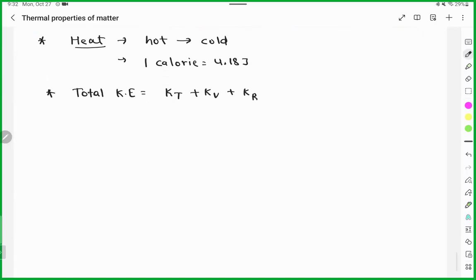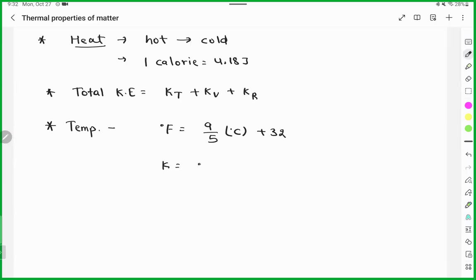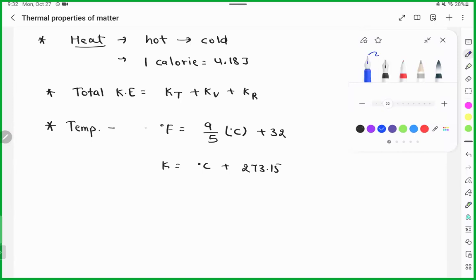Next, while we were dealing with temperature, you can convert degree Celsius into Fahrenheit. It will be 9 by 5 degree Celsius plus 32. And in Kelvin, given degree Celsius plus 273.15. These are the two popular formulas where you convert one unit of temperature into the other one.